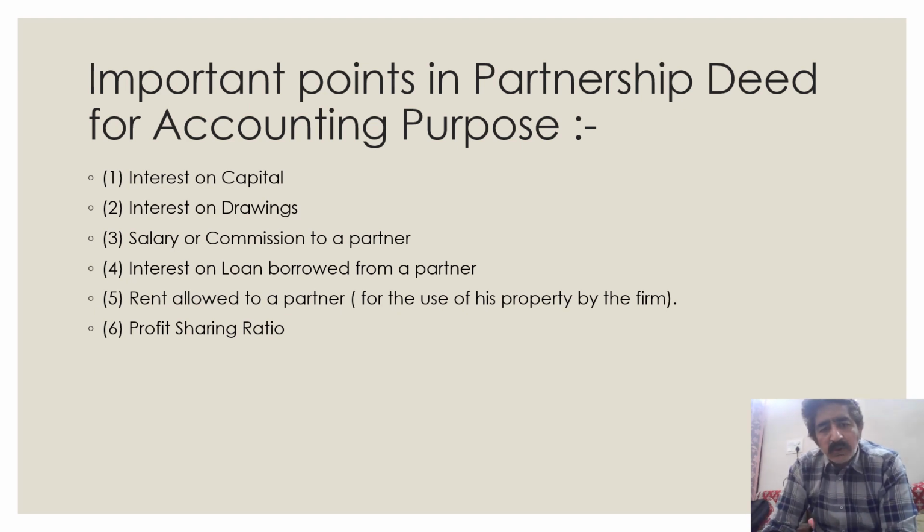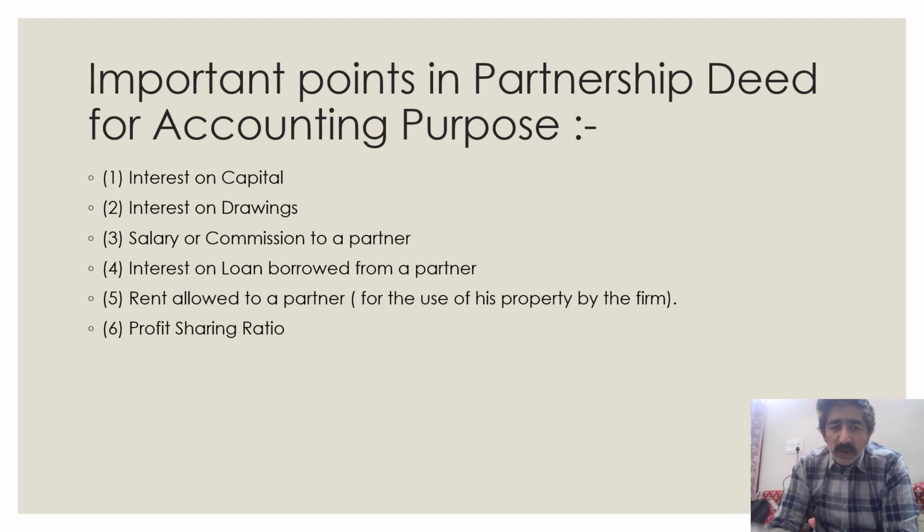Fifth point is about rent allowed to a partner. This would happen, children, when three or four friends or brothers got together and formed a partnership firm, and let's say they were looking for a place to set up their office or a shop, and they thought that one of the partners has his property near the market, and that's a prominent place. So they decided, why take a place on rent from someone else when one of them is having a good property in the prominent market.